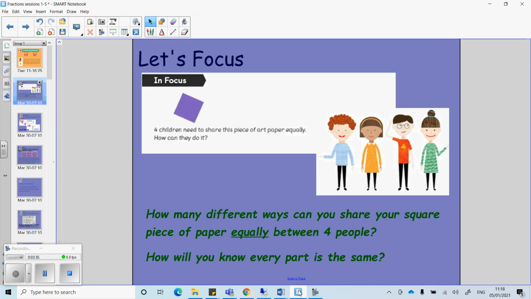Okay, go back to our pictures on here. I would like you to think about this underlined word equally today, because that means the same. When something is equal, it is the same as something else. So if we are sharing equally between 4 people, we need to have 4 pieces the same. Let's see if you've managed to do that.